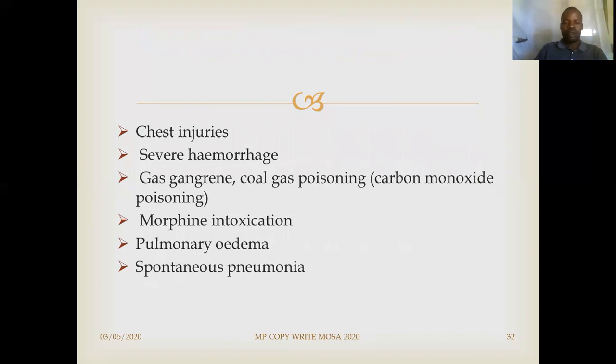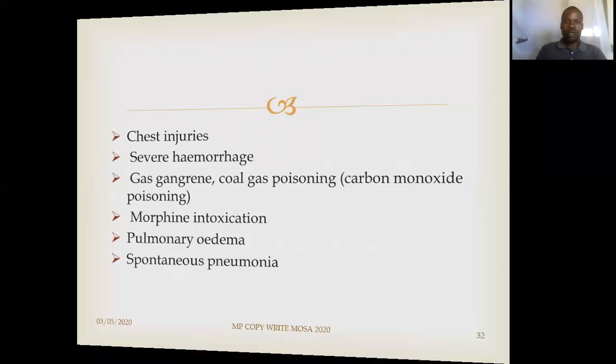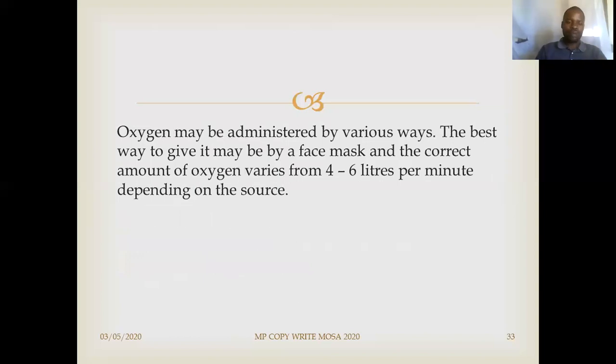there is insufficient chest expansion due to the pain that is there. Also, in severe hemorrhage, gas gangrene, coal gas poisoning, carbon monoxide poisoning, morphine intoxication, pulmonary edema, and spontaneous pneumothorax, you can also administer oxygen.